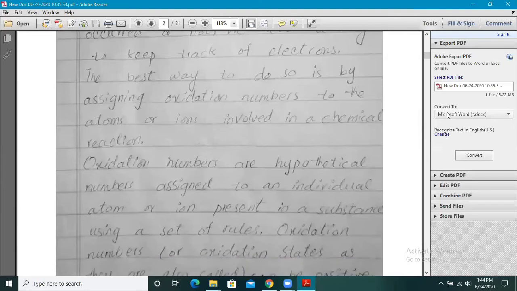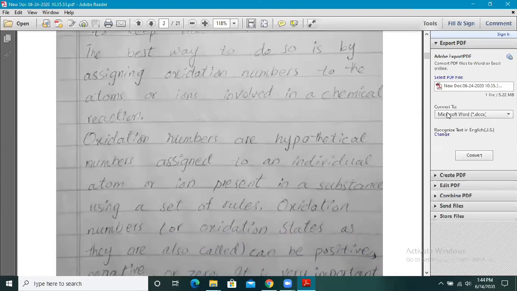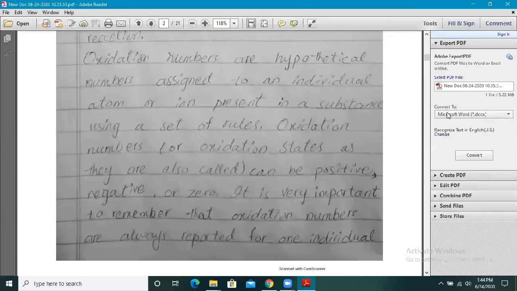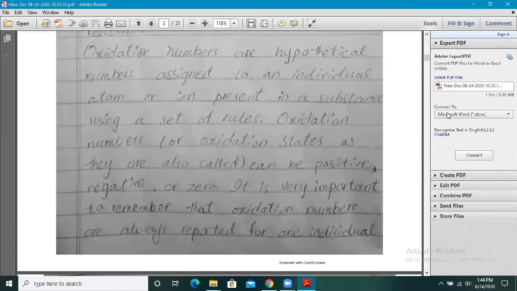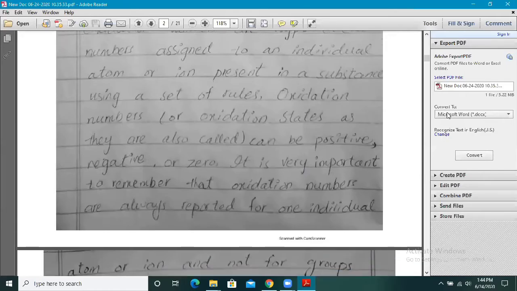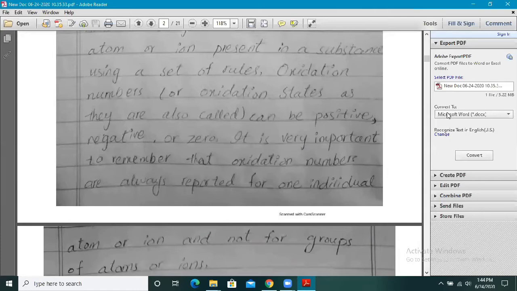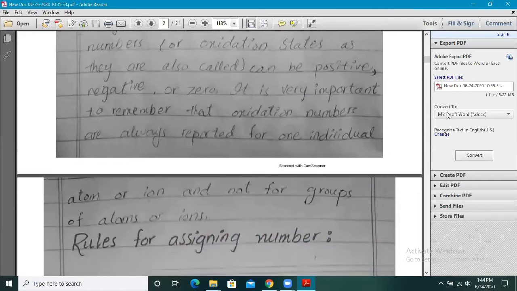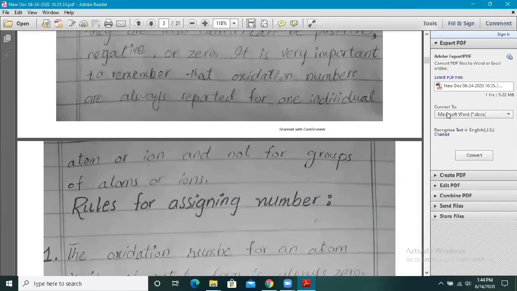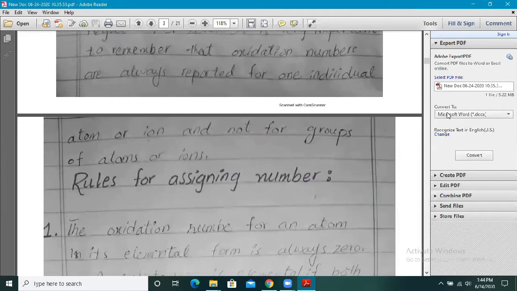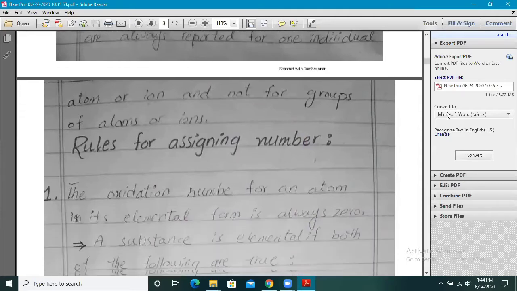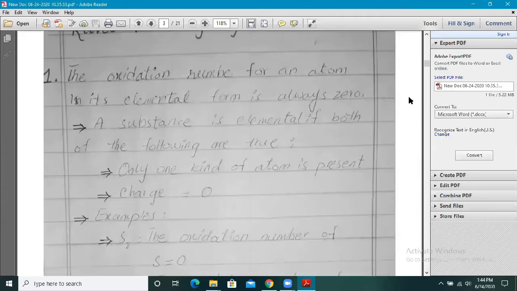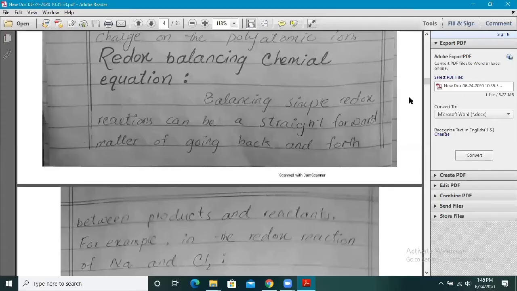Oxidation numbers are hypothetical numbers assigned to the individual atoms or ions present in the substance using a set of rules. Oxidation states can be positive or negative, or they may be zero. It is very important to remember that oxidation numbers are always reported for one individual atom or ion and not for groups of atoms or ions. Now, here are the rules for assigning them.